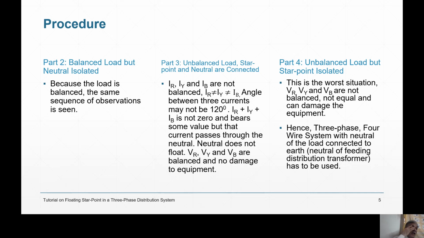But what happens? If you draw the delta, your neutral is displaced, and therefore VR, VY and VB are not equal. One can be 160 or 150 volt and another can be 260 or 270 volt. The phase where the voltage is 260 volt, those equipment will be damaged, will just smash. A very costly TV, a very costly refrigerator, very costly things in your houses will be damaged. You have to purchase new.